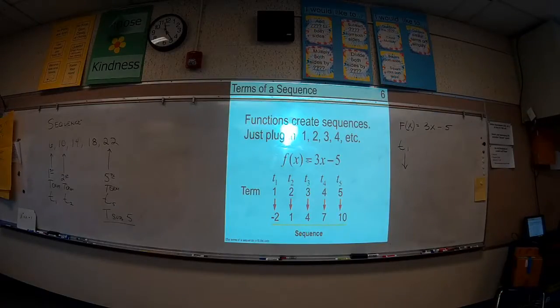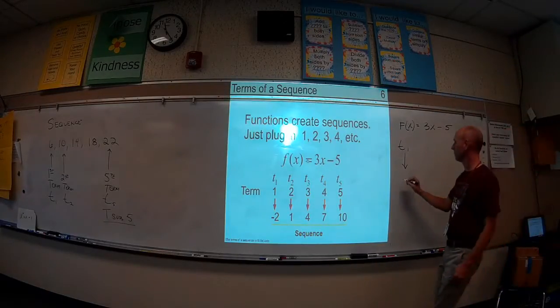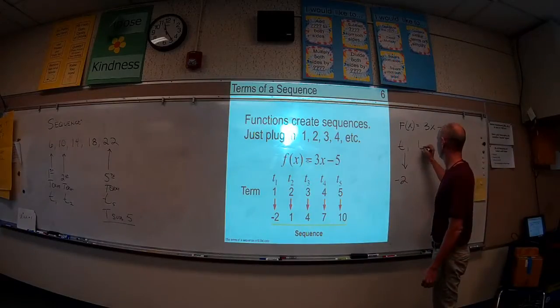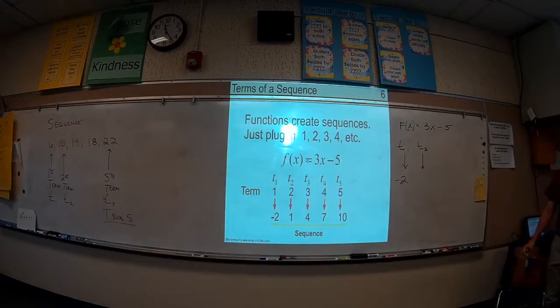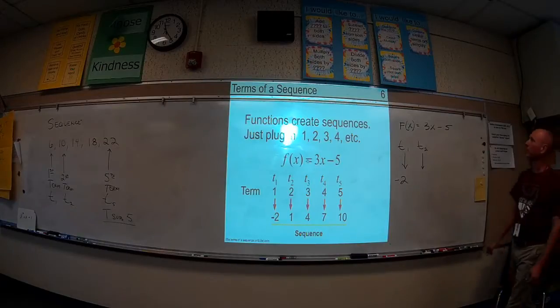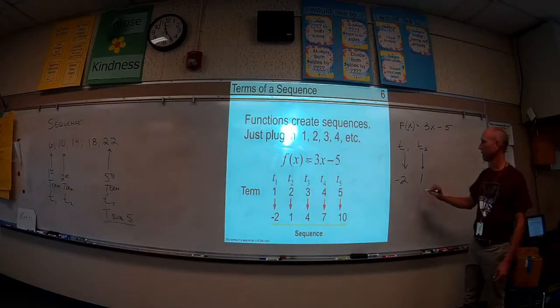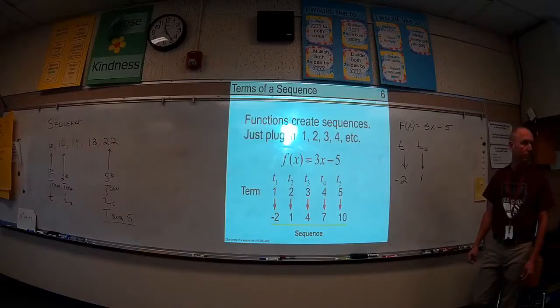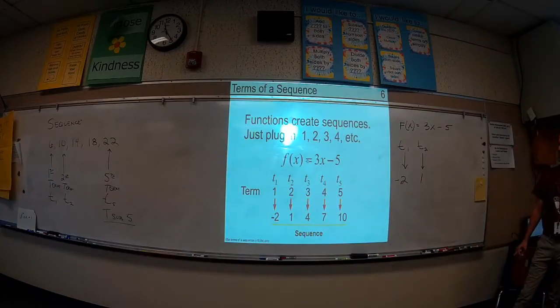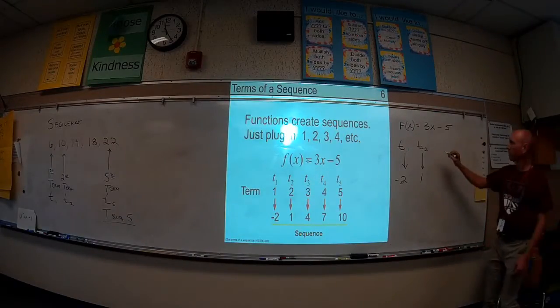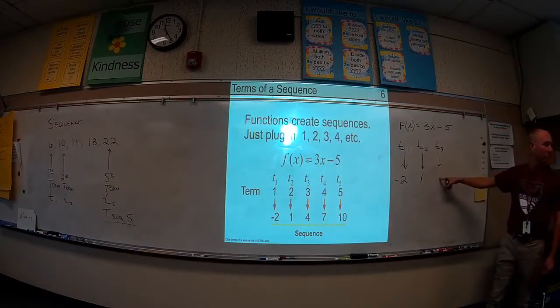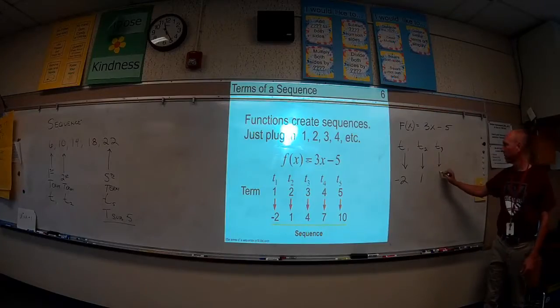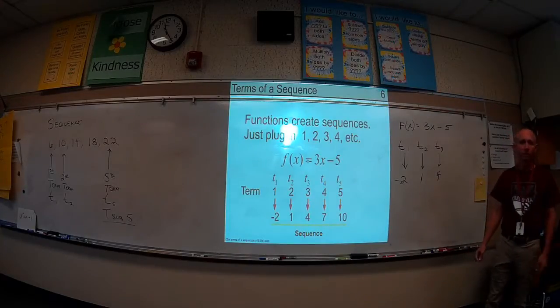Chris? Negative 2. Eli, 1. How'd you get that? 3 times 2 equals 6 and 6 minus 5 equals 1. Perfect. t sub 3? You're building the sequence.